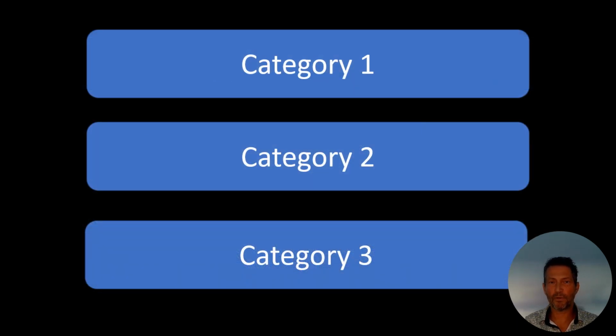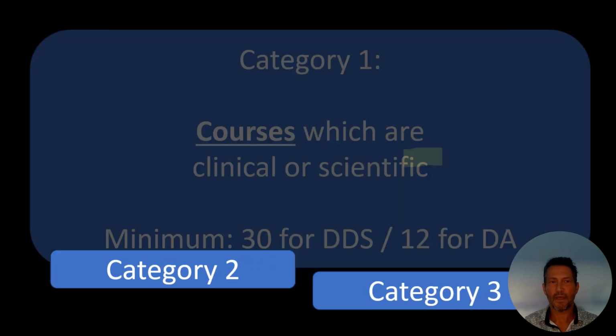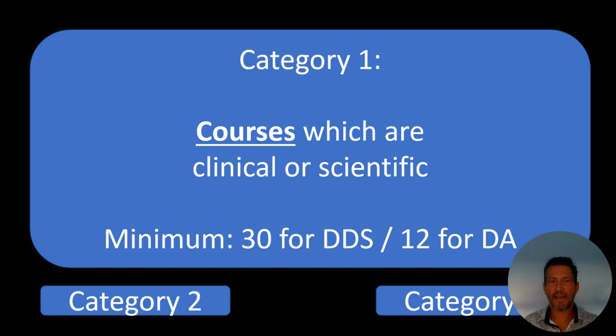Before we look at the new portal, we'd like to do a quick overview of the categories of continuing dental education registrants can claim. Experiences in Category 1 are courses. They must be clinical or scientific and must be directly related to the practice of dentistry and dental assisting. Dentists are required to complete a minimum of 30 credits in Category 1. Dental assistants are required to complete a minimum of 12 credits in this category.